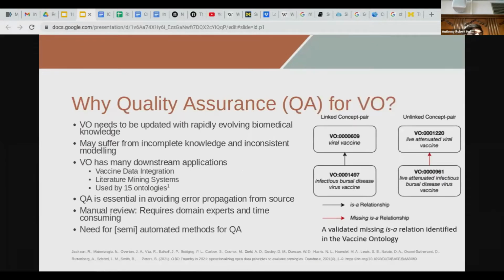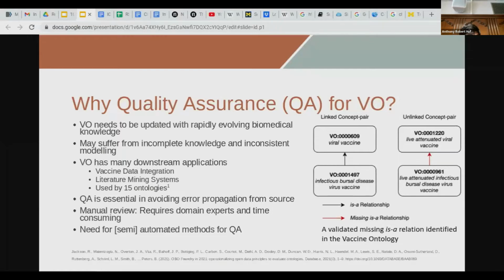So why is quality assurance required for the vaccine ontology? In this post-pandemic world, if we can still call it post-pandemic, there is a lot of rapidly evolving biomedical knowledge that the vaccine ontology needs to be updated with. And with the added burden of being a community-based ontology, it may suffer from both incomplete knowledge and inconsistent modeling. One of the other main reasons why it's necessary is that the vaccine ontology has many downstream applications, including 15 ontologies that it feeds to.